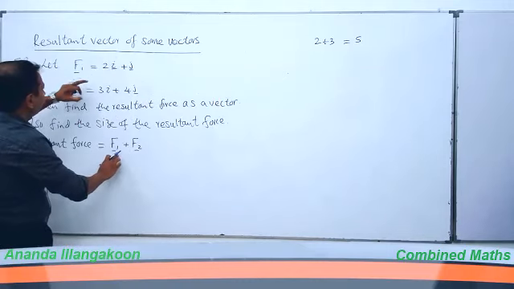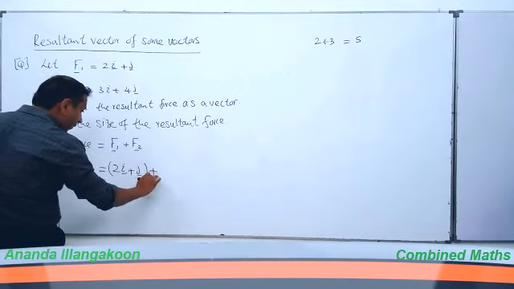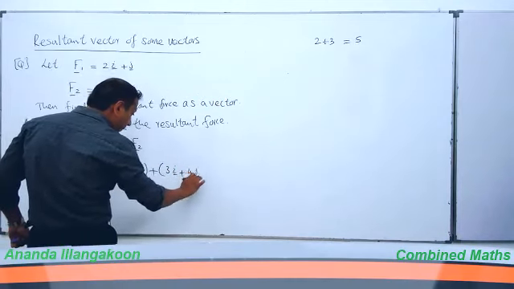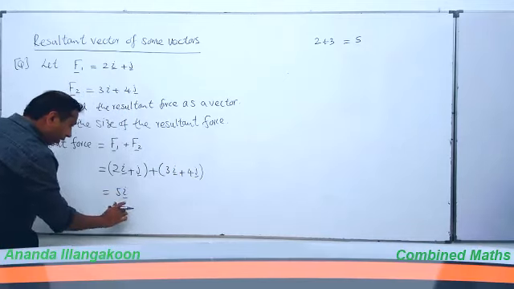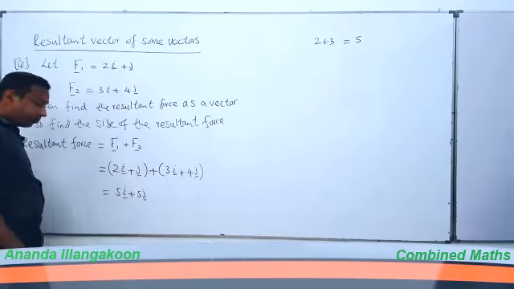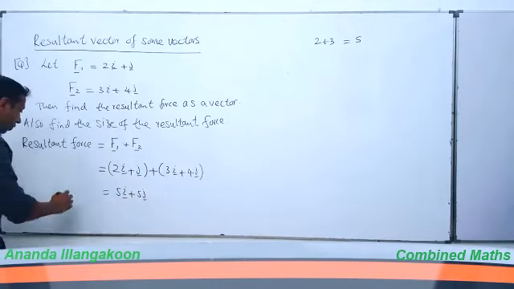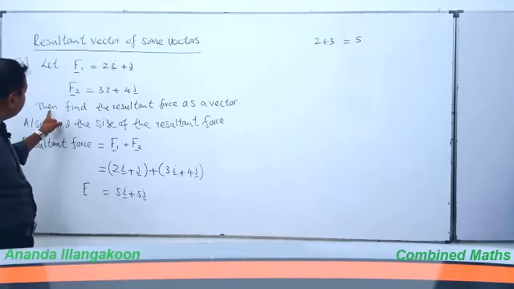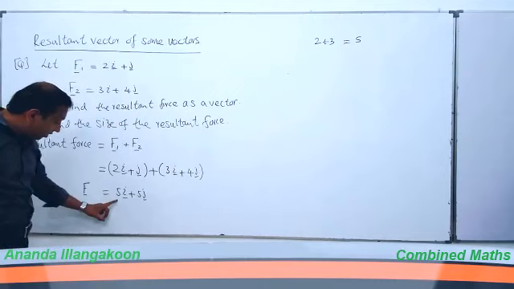F1 is 2i plus j. To this we have to add F2, 3i plus 4j. Here 2i, here 3i, people: 5 times i. Here 1j, here 4j: 5j we get. Okay? So this is the resultant force. I'll use the notation capital F here to denote the resultant force. People, first case, we find the resultant force as a vector. Here, this is the resultant force as a vector.